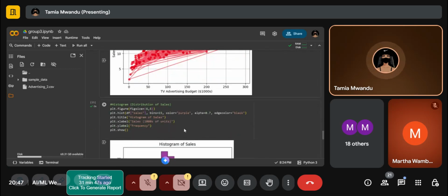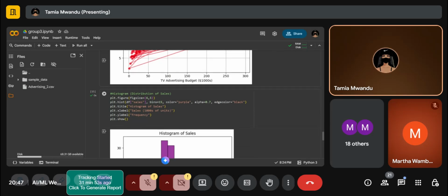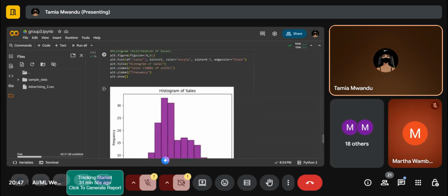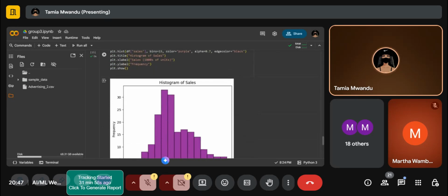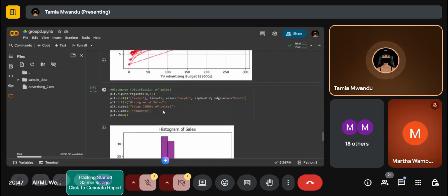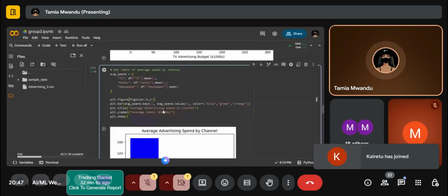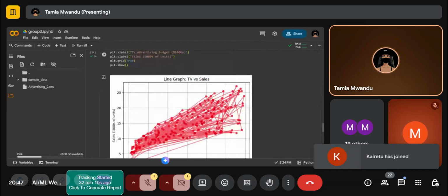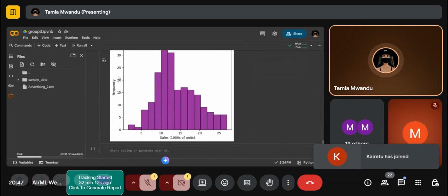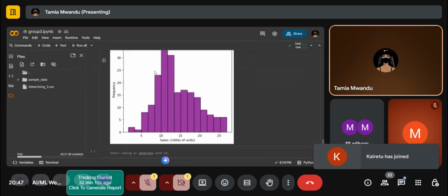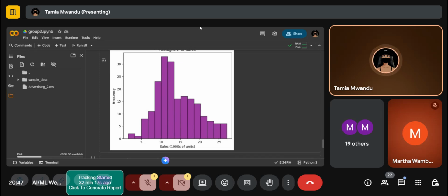We also created a distribution of sales using a histogram, where we compared the units of sales between the different TV, radio, and newspaper, and their frequencies of sales over here. Yes, that's our presentation.